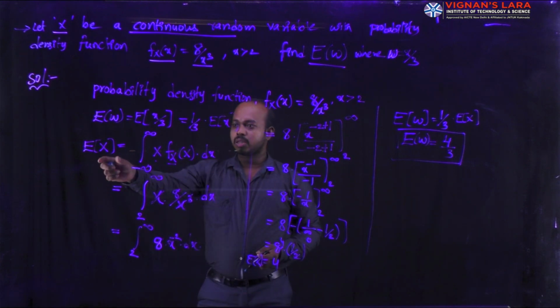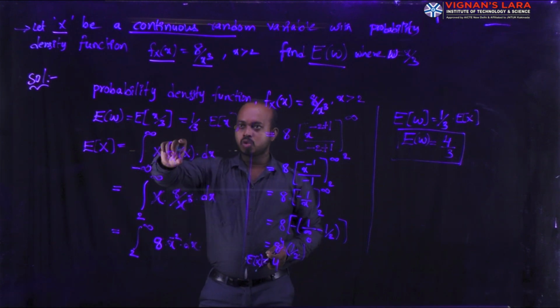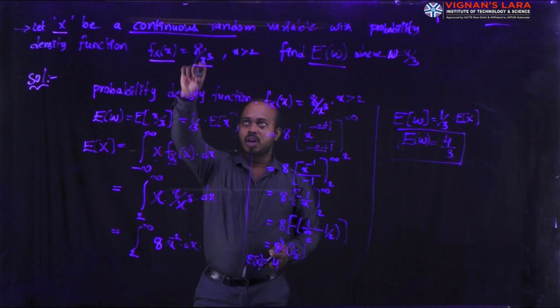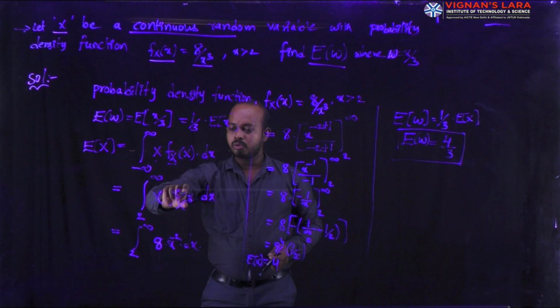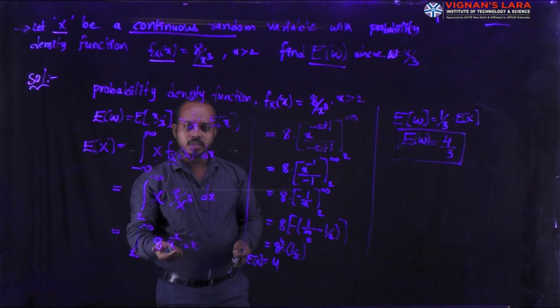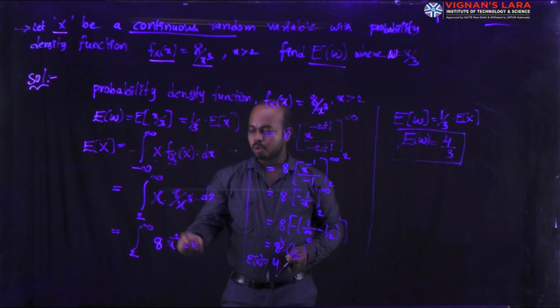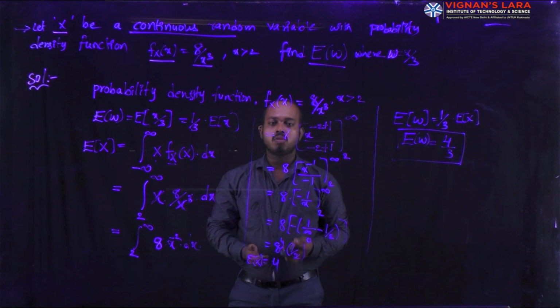For a continuous random variable, we write the formula like this. In this function, the density is already given. The function value is 8 by x cube. You can write it in place of the density function. Then the terms cancel. After that, you can write the constants outside of the integration. Then you can apply the integration on the variables.